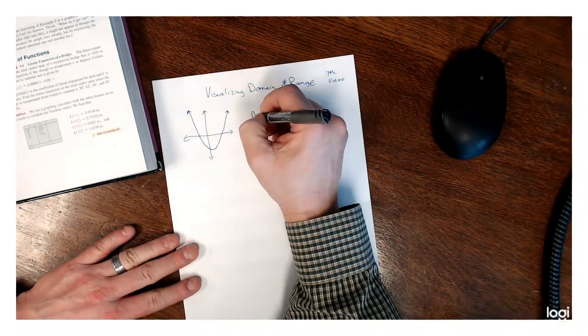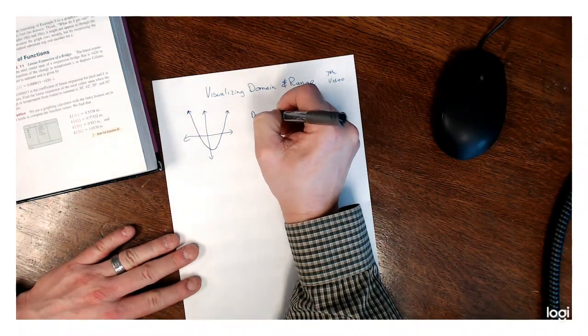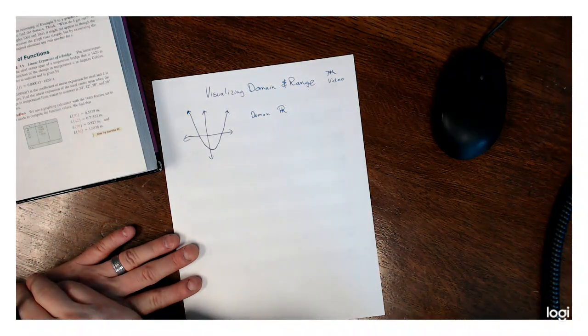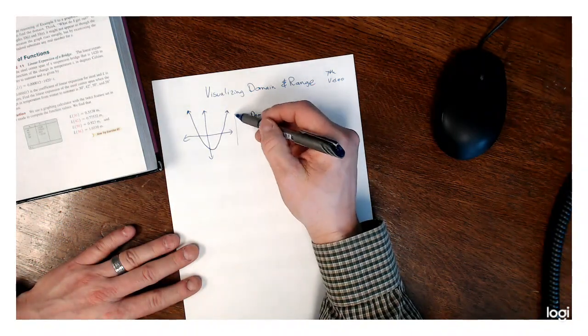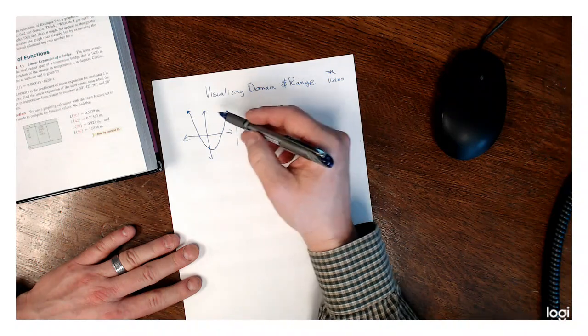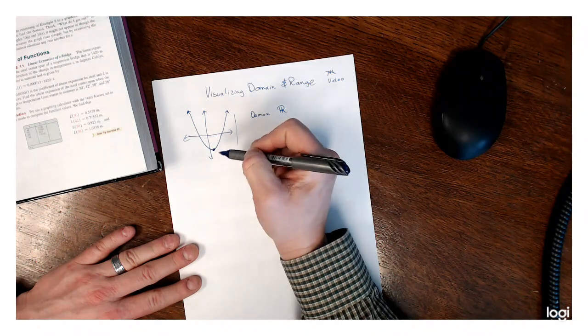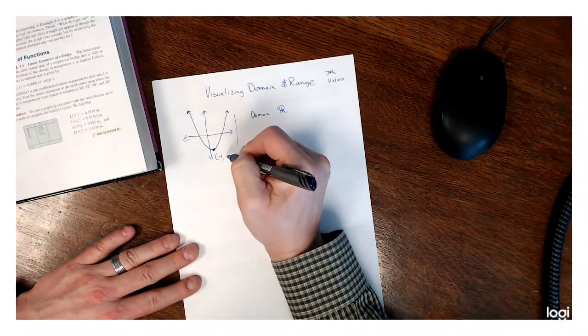So for our domain here, there's no restrictions on our domain. It represents all real numbers. Now our range is all the values top to bottom. And we can see that it goes to positive infinity in this direction, but it comes down to this point. Let's call it -1, 4.